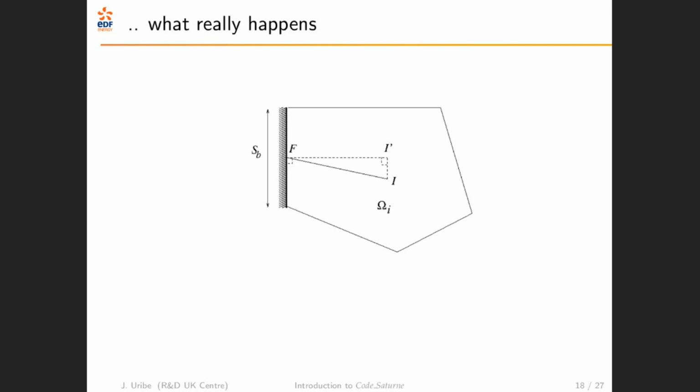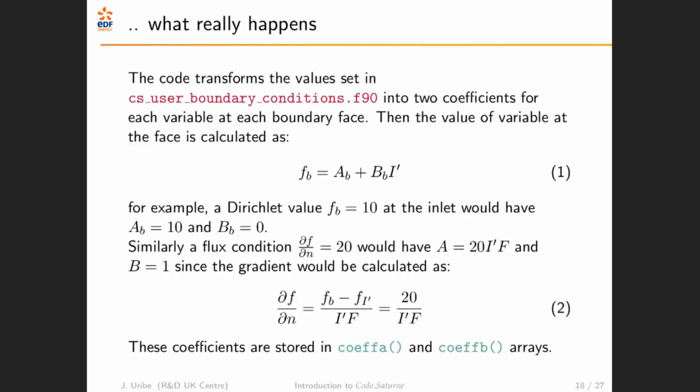this is a random cell, where I would be the cell center, F is the face center, sigma I is the volume of the cell, and SB is the surface of the boundary face. Okay, so what we would normally do is create this I prime point, which is the projection of I onto the normal of the face. And that allows us to do things like boundary gradients and things like that.